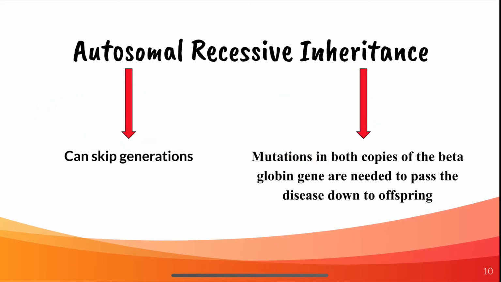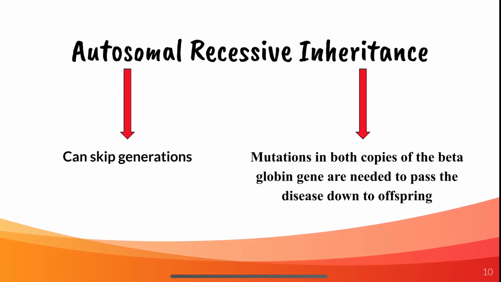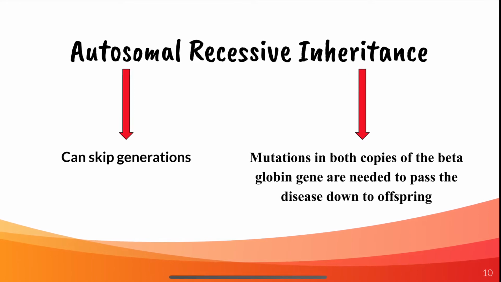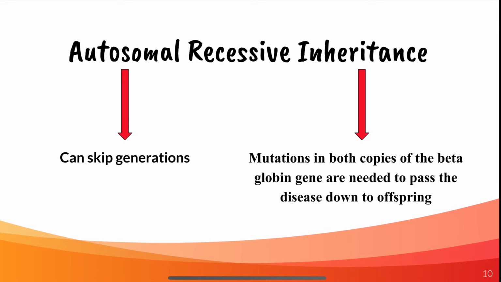Sickle cell disease follows a pattern of autosomal recessive inheritance. This means that the gene can skip generations, and that mutations in both copies of the beta globin gene are needed to pass the disease down to offspring.